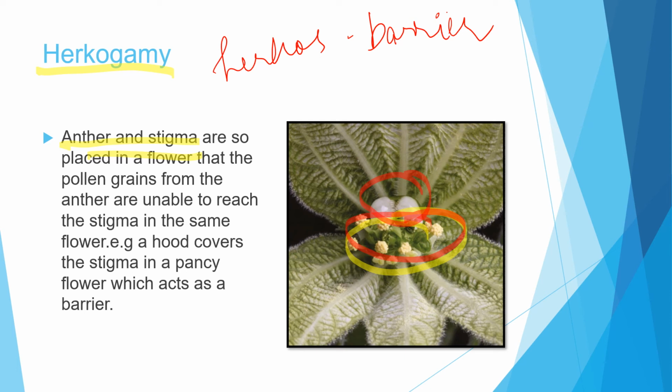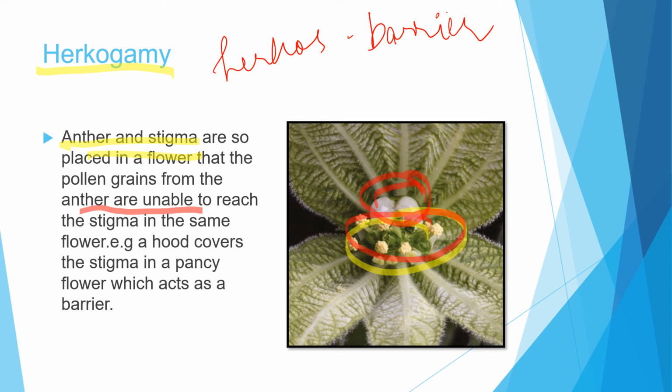So we can say that the anthers and the stigma are so placed in a flower that the pollen grains are unable to reach the stigma of the same flower. For example, you can see a hood covering in a pansy flower which acts as a barrier. So it is acting as a barrier. Is it clear to you everyone?